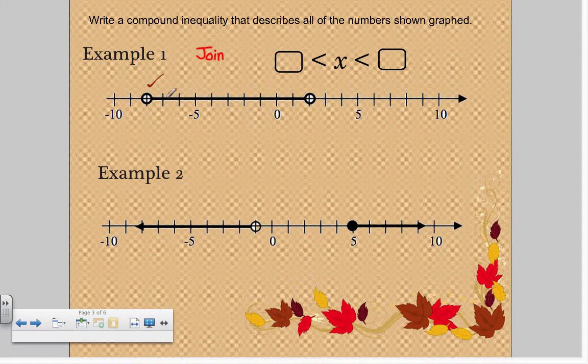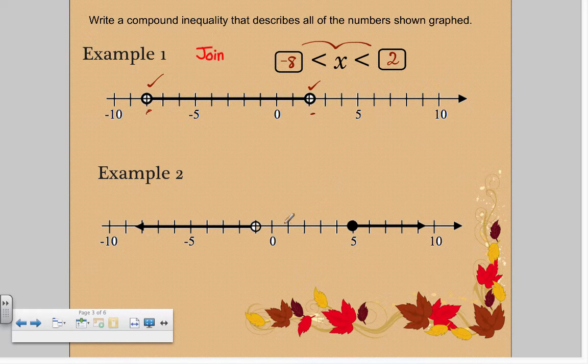There's my -8, and my highest number is 2. Now, since they're both open circles, I do not put equal signs down here. So there, I just wrote my first conjunction. My x value is somewhere in between -8 and +2.